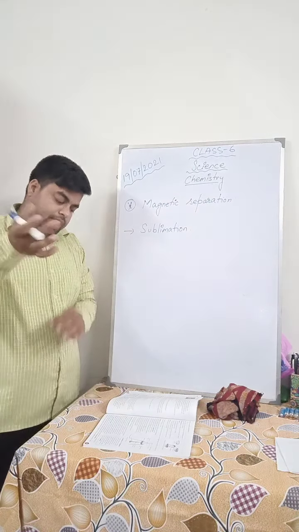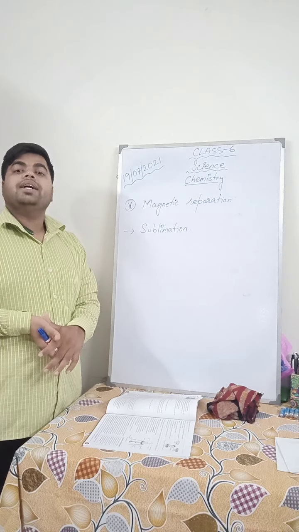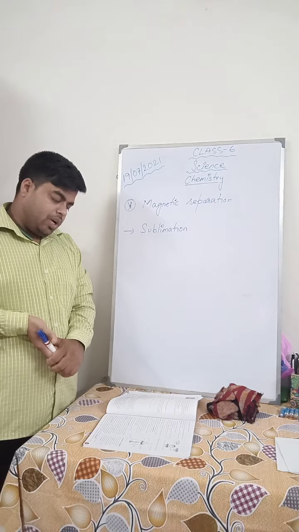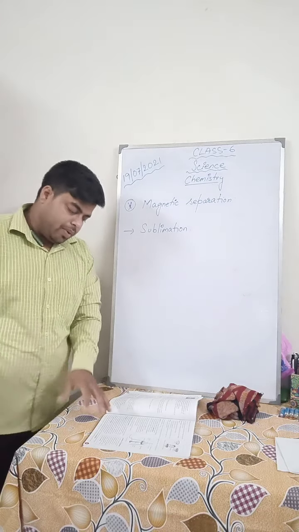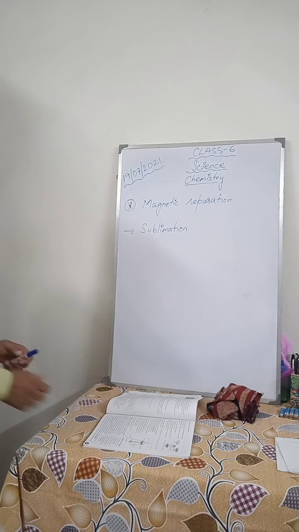For example, please children mark these examples which have the tendency to sublime. That is iodine, camphor, naphthalene and ammonium chloride are sublimable substances. So these are substances which can sublime.